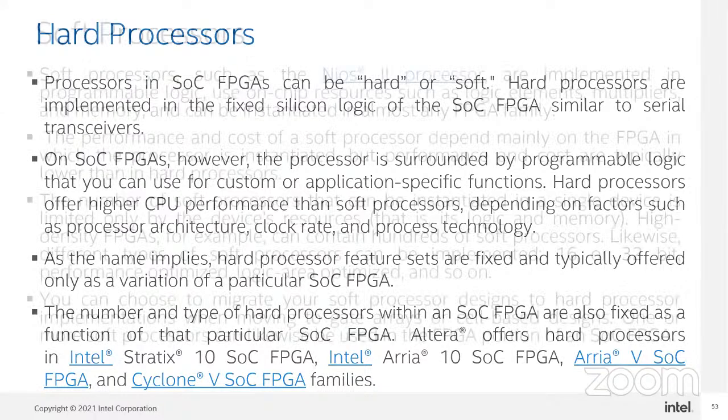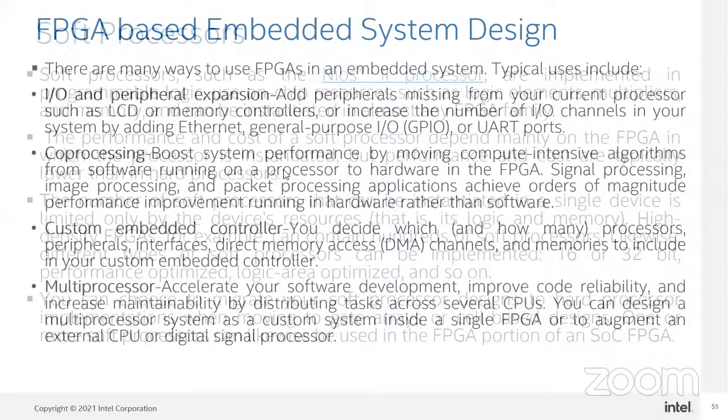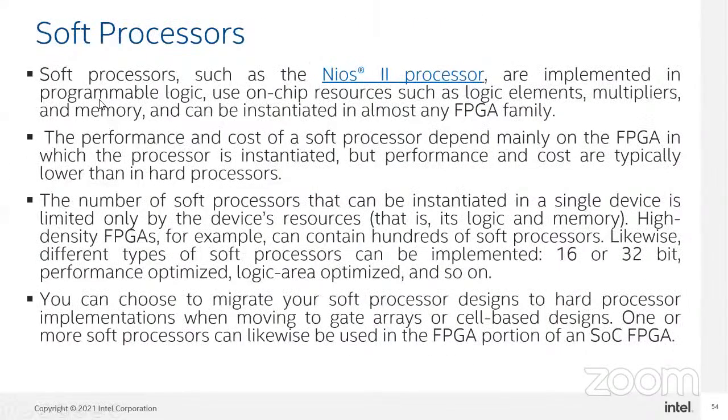And to get again a simple background about the soft core processors, we developed a soft core processor based embedded system design yesterday using the Nios II processor. What is the greatest advantage here? Nios II processors are implemented in the programmable logic, that means on the FPGA side. Therefore, it uses the on-chip resources, and it will show how many logic elements, how many multipliers, and how much memory are instantiated by this design. The performance and the cost of a soft core processor mainly depend on the FPGA in which the processor is instantiated.